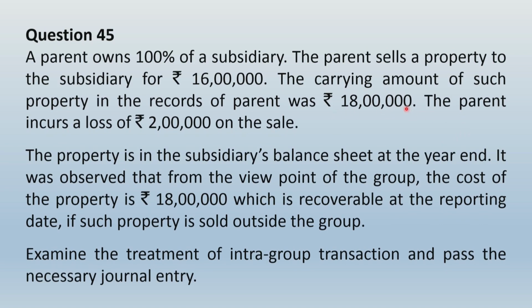Notice one thing, from the viewpoint of the group, the cost is 18 lakhs, which is recoverable at the reporting date if such property is sold outside the group. That means there is clear chance of selling the property to an outside party and recover 18 lakhs. That means this loss which has arisen on sale of this property, the loss that has arisen for the parent company is clearly an unrealized loss, and the cost being recoverable, such unrealized loss should be eliminated.